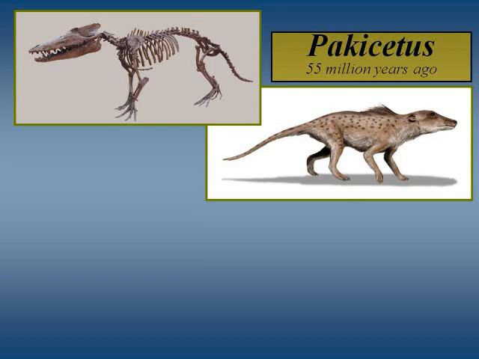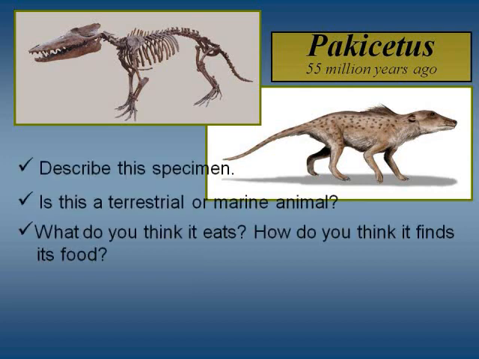This is an artist's interpretation, based on information given to him or her, of what Pakicetus may have looked like in its physical form. You can also see the fossilized skeleton of Pakicetus, so you can see how his bony architecture is. So what kind of words would you use to describe Pakicetus? Do you think he lives on the land or in water? Is he terrestrial or marine? What do you think he eats? How do you think he finds his food?